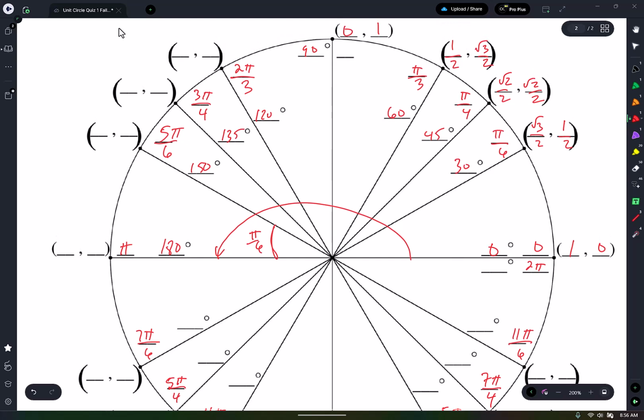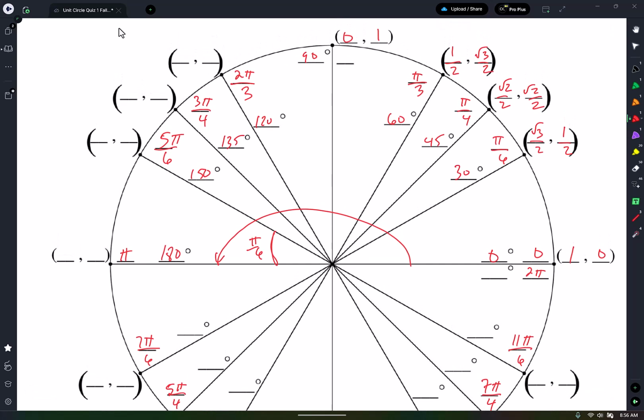And then the coordinates, you just reflect them. I'll just do the one in quadrant 2 and then call it a day here. The x coordinates are negative, so negative half, comma, square root of 3 over 2. Negative square root of 2 over 2, square root of 2 over 2. And negative square root of 3 over 2 and 1 half. Are we okay? Okay. All right.